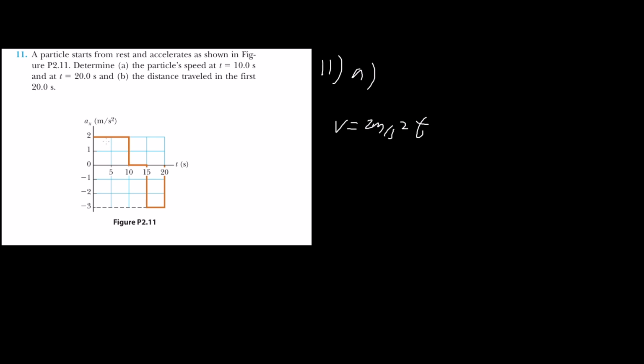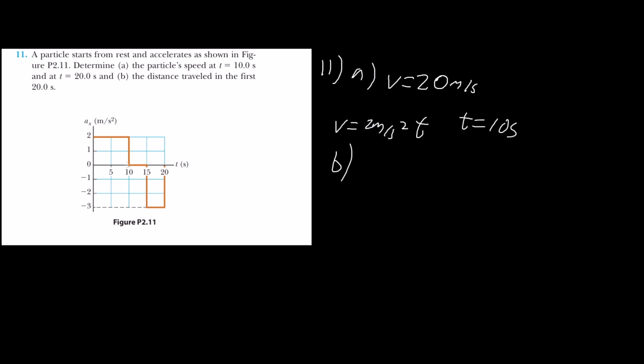So at 10 seconds, you can see that the area underneath the curve is 20 meters, or you could simply let t equal 10 seconds. Either way, the velocity, or the speed in this case, is 20 meters per second. So let me rewrite that: 20 meters per second. Part B is going to ask for the distance traveled, and it's also asking about 20 seconds.